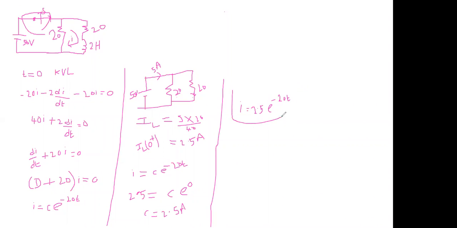This is the current flowing in the given circuit, this I value. Right? Understood?